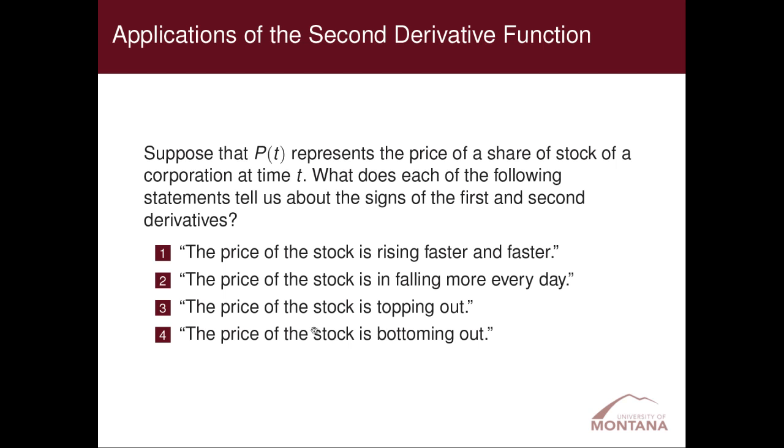So let's read the prompt. Suppose that P of T represents the price of a share of stock of a corporation at time T. So P is the price, T is the time. What do each of the following statements tell us about the signs of the first and second derivatives? So we have 4 examples here. Let's talk about what those tell us.